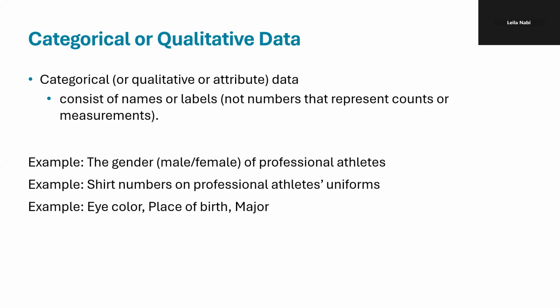Even if in a study we have shirt numbers on professional athletes' uniforms, we may say, okay, the shirt numbers are numbers, but those numbers are not numbers that we use to add or subtract from each other. It's just a label for each player. We say player number 7, player number 10. There's no order between them. They are numbers, but they work as a label. So that's why it's called qualitative data.